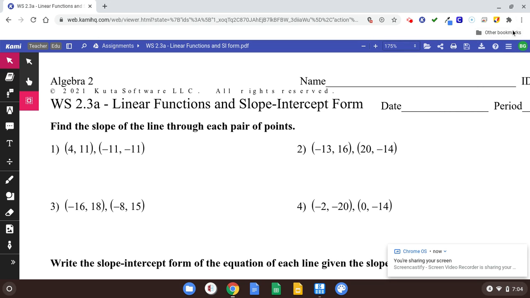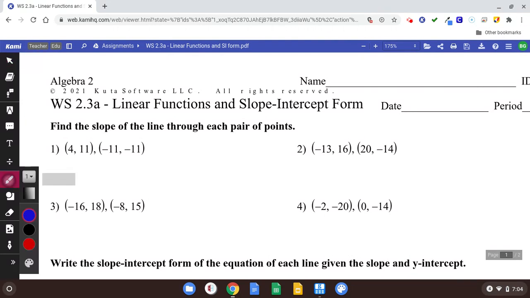2.3, linear functions and slope-intercept form. All right, let's start with two formulas you're going to need. First of all is the slope equation.